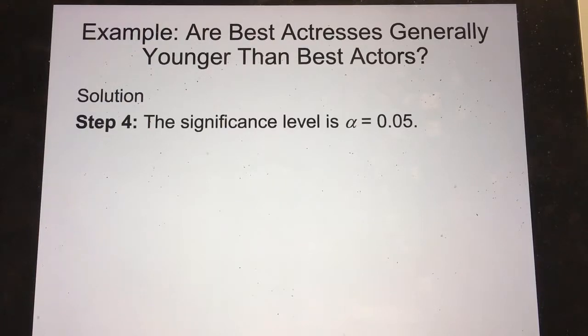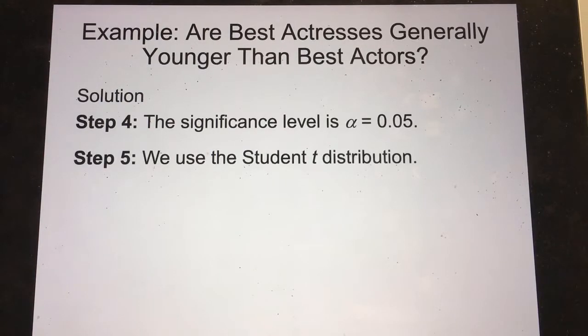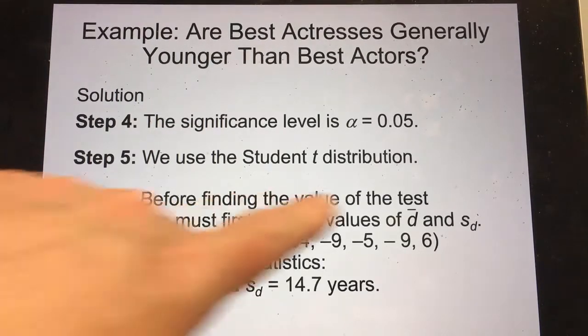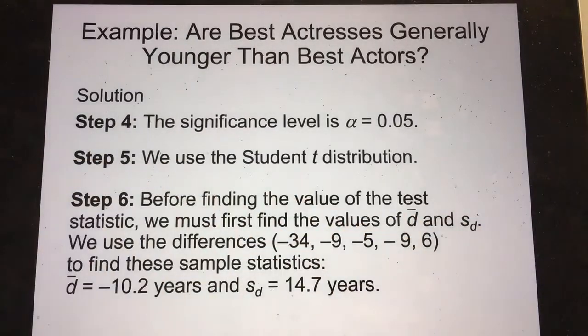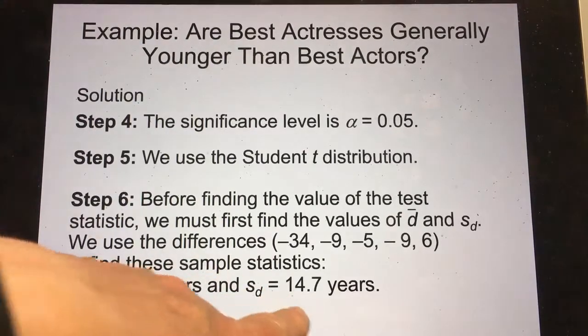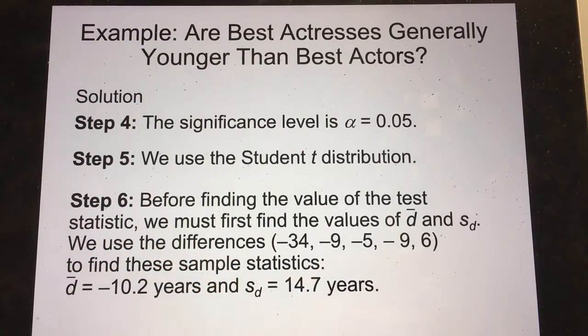So the significance level is 0.05. We use the student T distribution. So before finding the value of the T statistic, we're going to find the values of D bar and S sub D. So the differences are -34, -9, -5, -9, 6. Finding the D bar is just the mean of those. That's not too hard. And then the standard deviation. So let's go ahead and do that on our calculator.